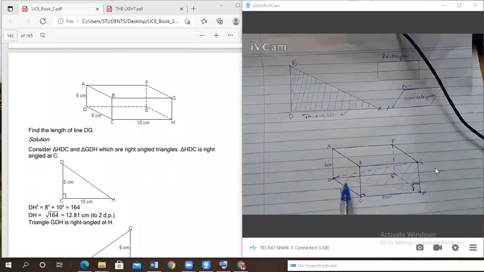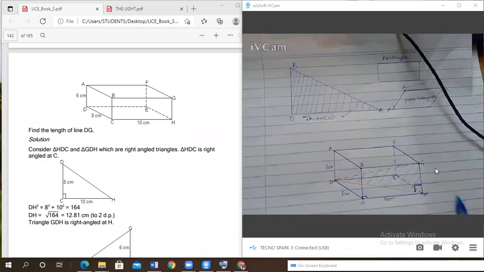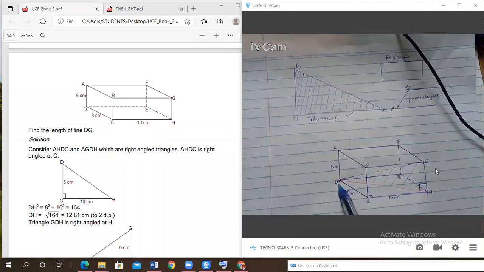So that means that the line DH is on the base, D, C, H, and E. But the base is at 90 degrees with this line HG. So it means that this line DH is at 90 degrees with HG. So it means that the triangle now formed here is a right angled triangle. Now for me, I cannot find DG unless I know DH.